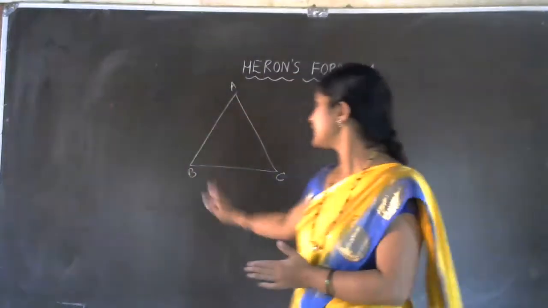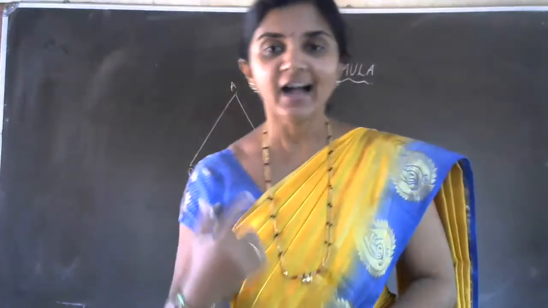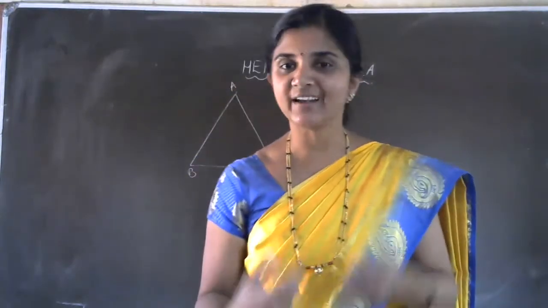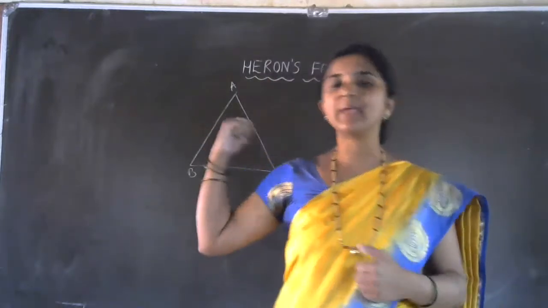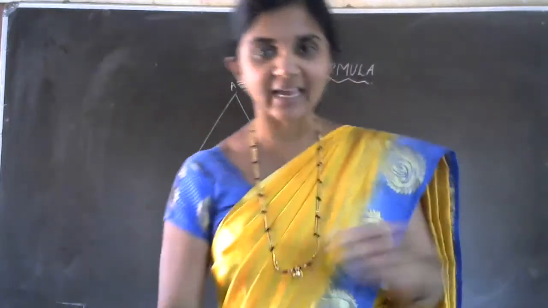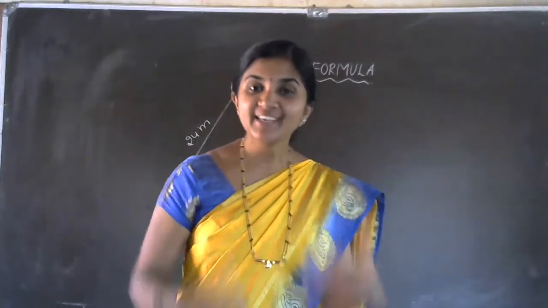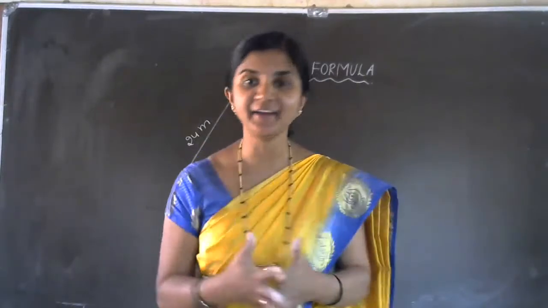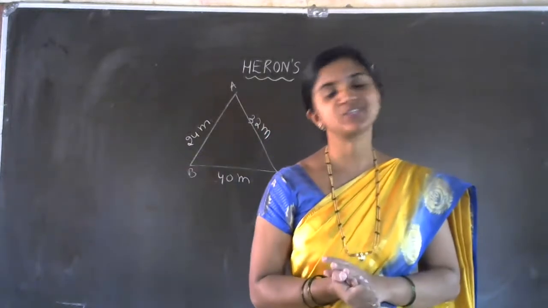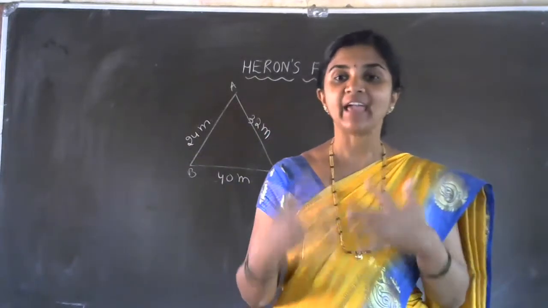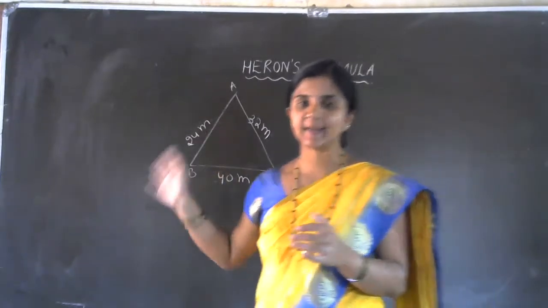I need the area of this triangle actually. So how can we calculate the height? Is it possible to use the area of a triangle, half into base into height, for this type of scalene triangle? Think once. What is your answer? Is it possible to find out the height of this scalene triangle? Here our answer is no. We don't have any clue to find out the height of the scalene triangle.